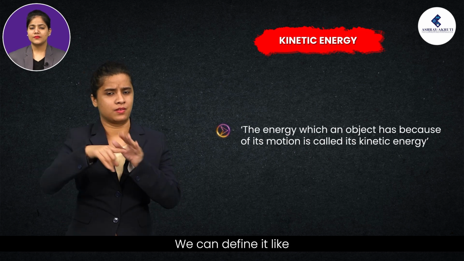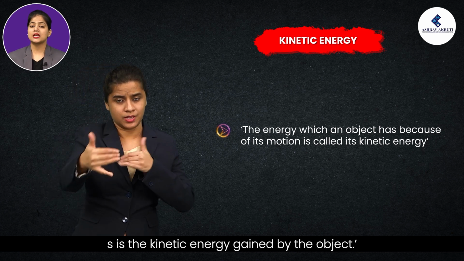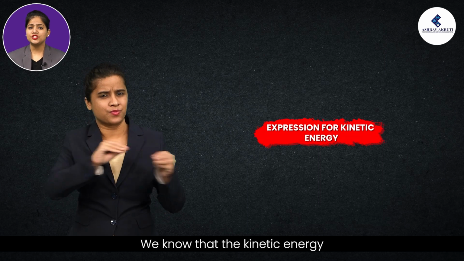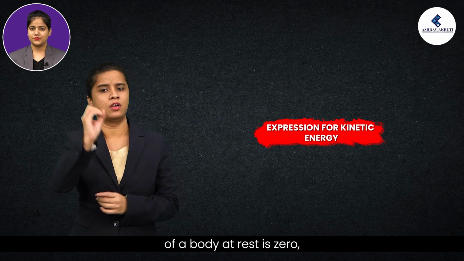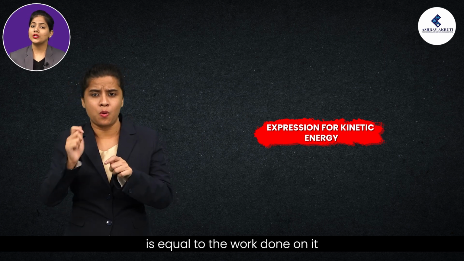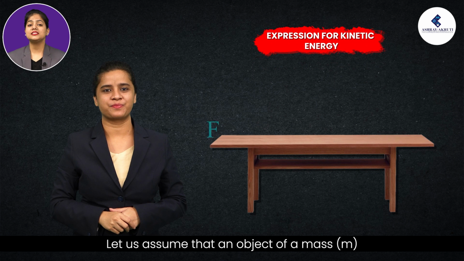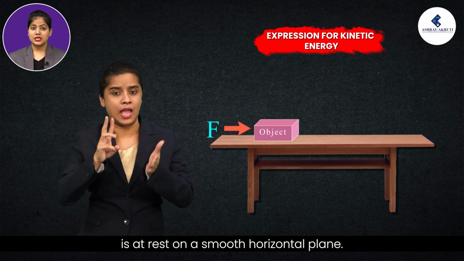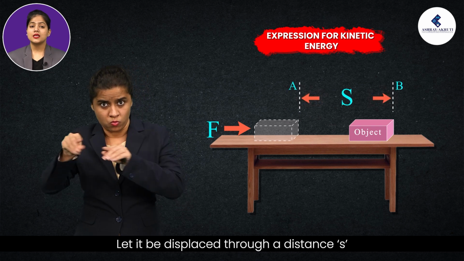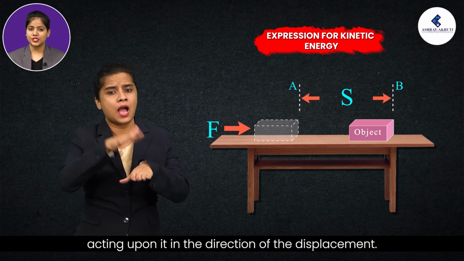We can define it like this: the work done by a force to displace a stationary object through a distance s is the kinetic energy gained by the object. We know that the kinetic energy of a body at rest is 0. But the kinetic energy of a body moving with a certain velocity is equal to the work done on it to make it acquire that velocity from rest. Let us assume that an object of mass m is at rest on a smooth horizontal plane. Let it be displaced through a distance s from the point A to B by a force F acting upon it in the direction of the displacement.